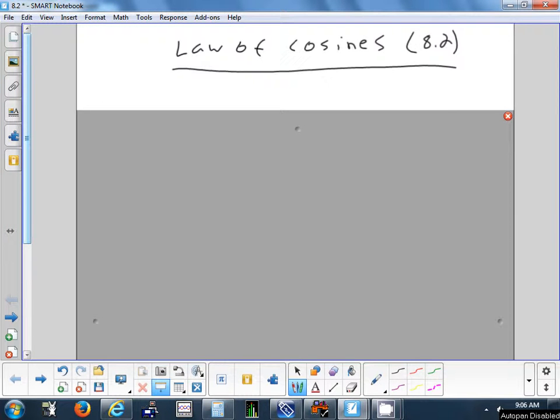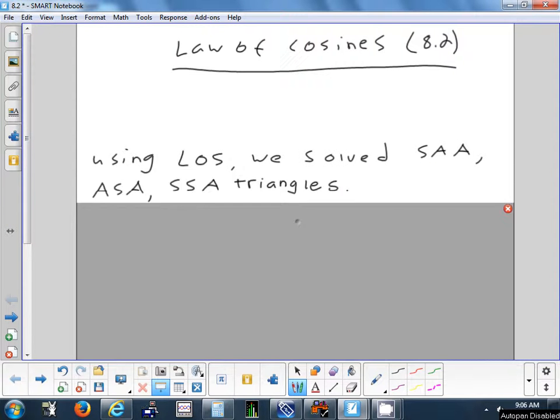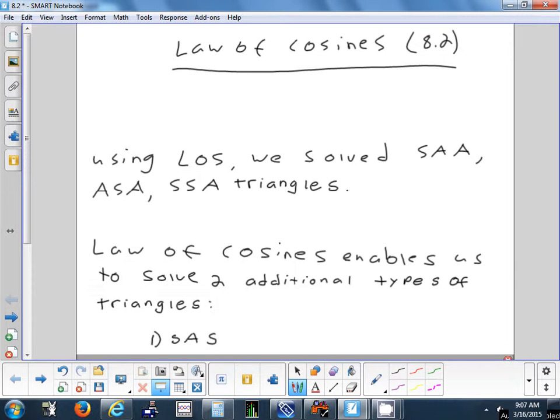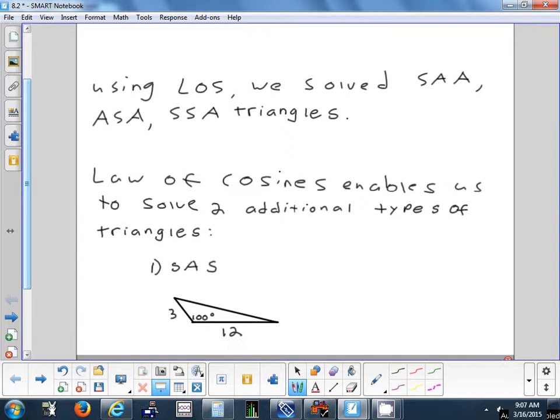Right, so last time we solved triangles, we were looking at law of sines. Okay, we saw that law of sines is used for three types: angle-side-angle, side-angle-angle, or side-side-angle. Okay, side-side-angle, you've got to be careful. That's the one where you could have 0, 1, or 2 solutions. Okay, but there's two other types that we haven't talked about yet. And that's side-angle-side and side-side-side.